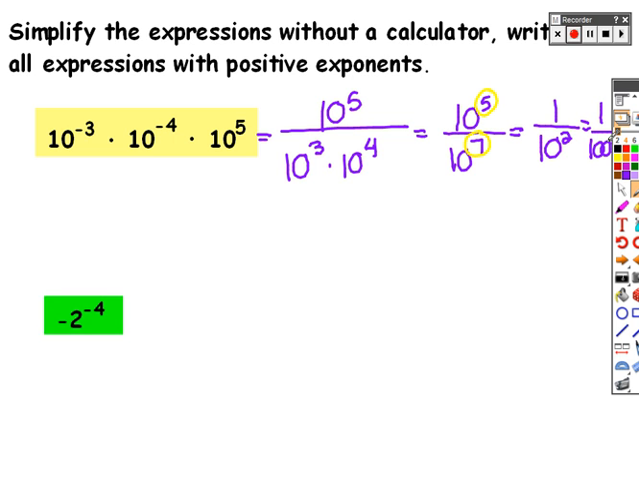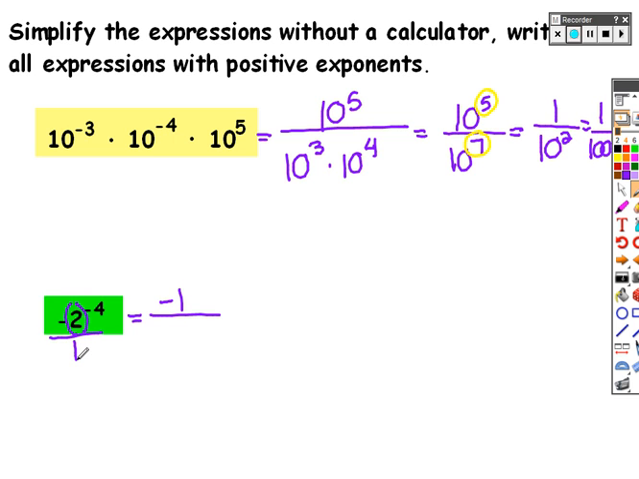Second example, this one's maybe a little bit tricky. The -4 is actually only attached to the 2, not that negative out front. So I'm going to keep the negative where it's at in the numerator. Remember, this is like 2 over 1.